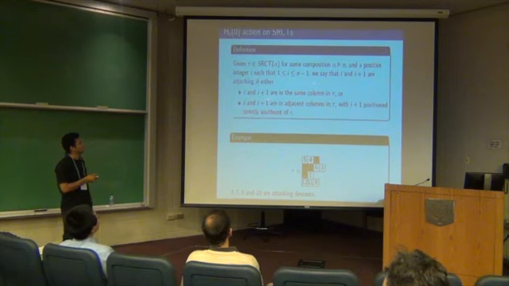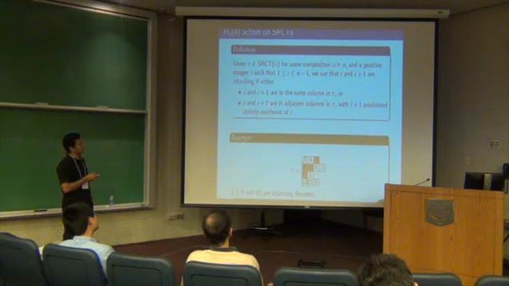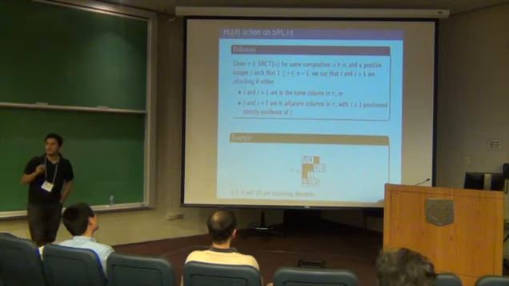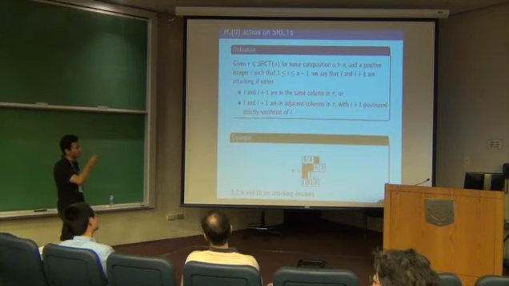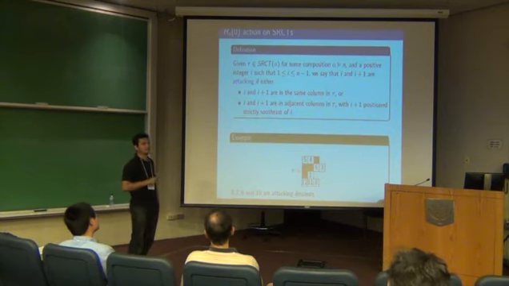and I plus 1 attacking if either they belong to the same column in tau, or I and I plus 1 are in adjacent columns, but I plus 1 is positioned strictly southeast of I. So these are the two conditions which decide whether I and I plus 1 are attacking.